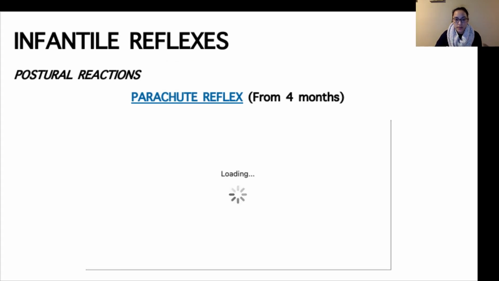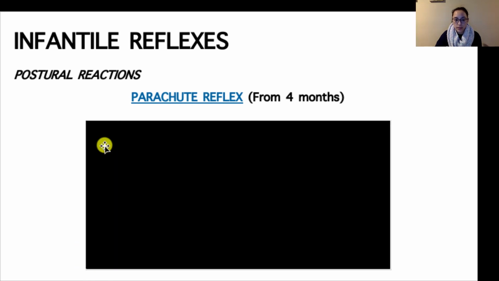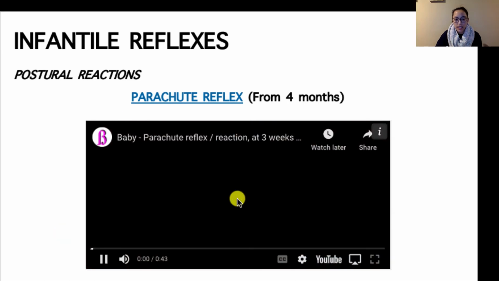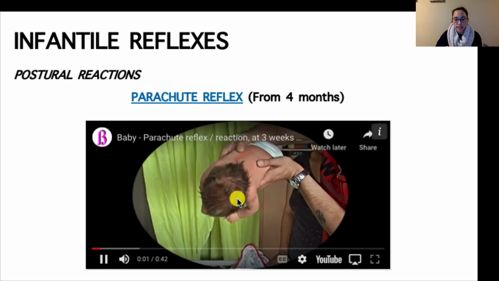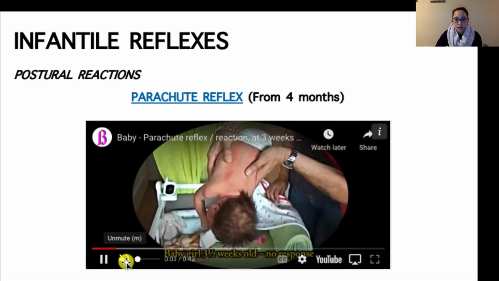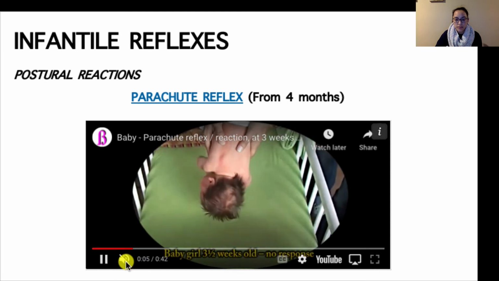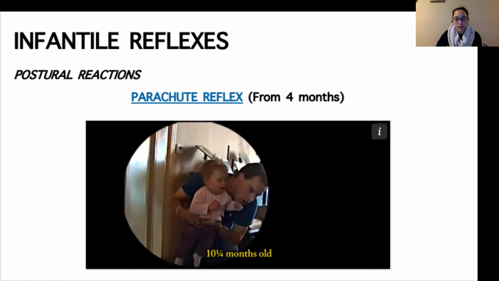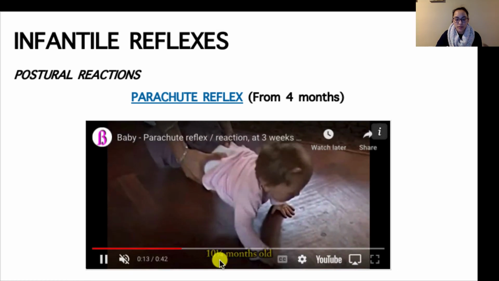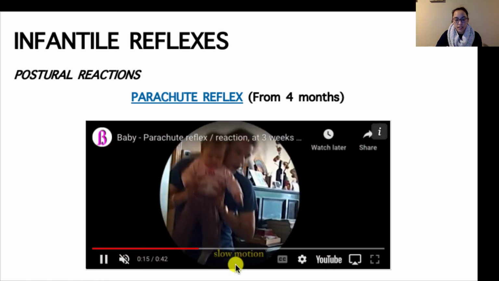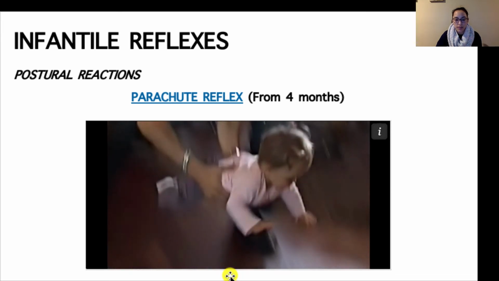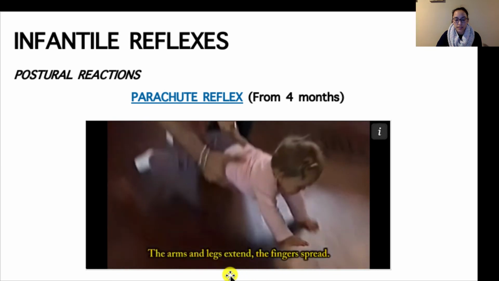An example of the parachute reflex would look something like this, at least the earlier one. If we have the infant held in an upright position and we lower or tilt their body suddenly, this is an example of no response. That's a baby who's 3.5 weeks old. And then the same baby, filmed at around 10 months, as they drop, you can see their legs and arms extend.